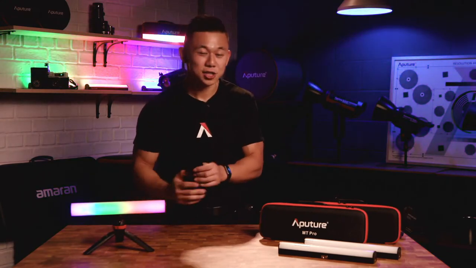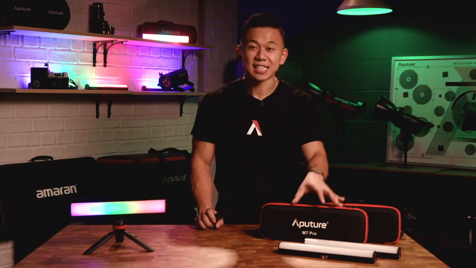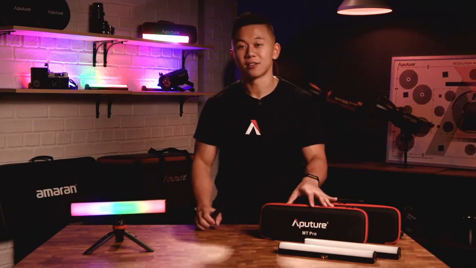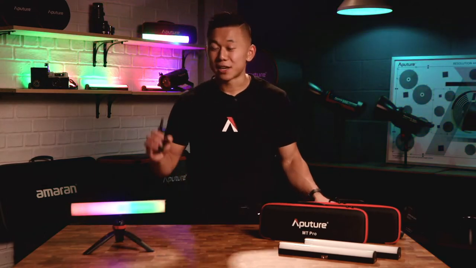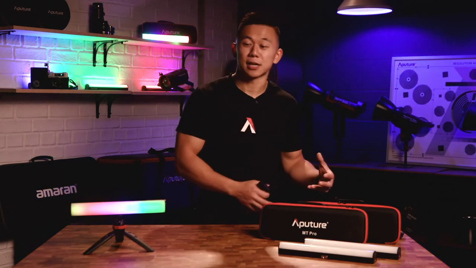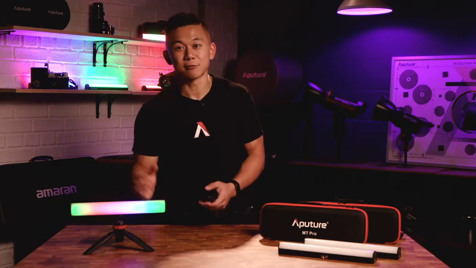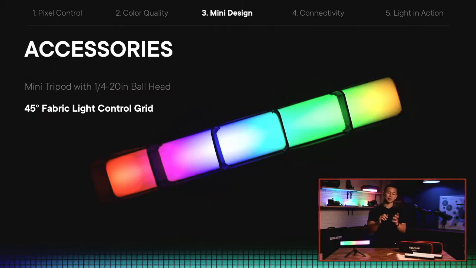Every single MT Pro ships inside this EVA padded foam case alongside a mini tabletop tripod with a quarter 20 screw thread, to make sure that you can set it up for quick tabletop shots or use it as a sturdy grip. To make sure that you're ready to go right out of the gate, it also comes with a 45-degree fabric light control grid inside this case. It packs right in with it.